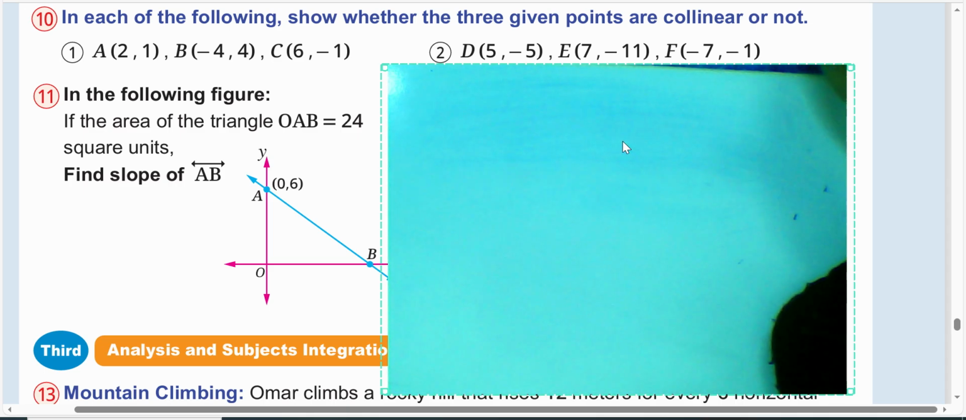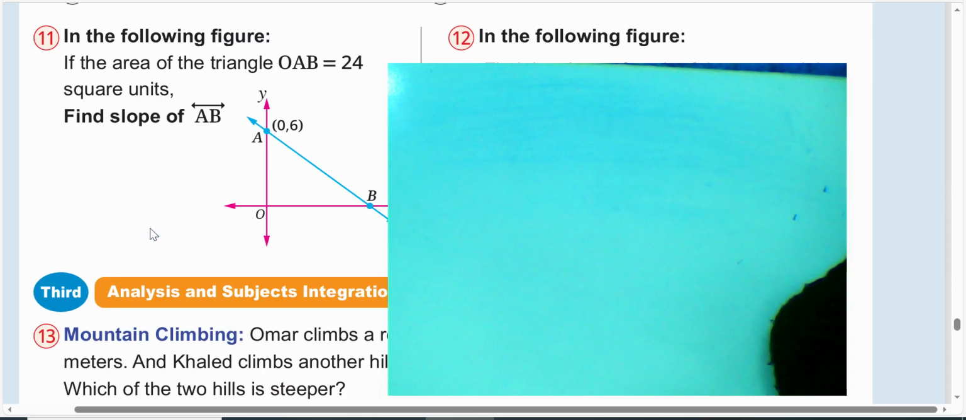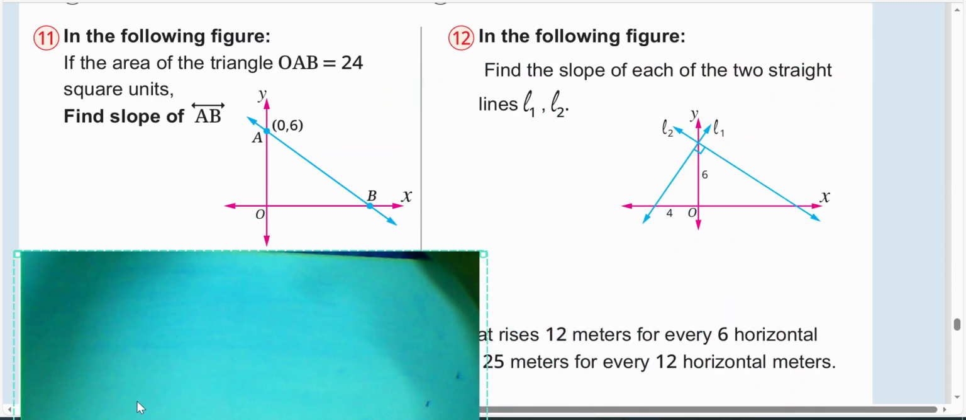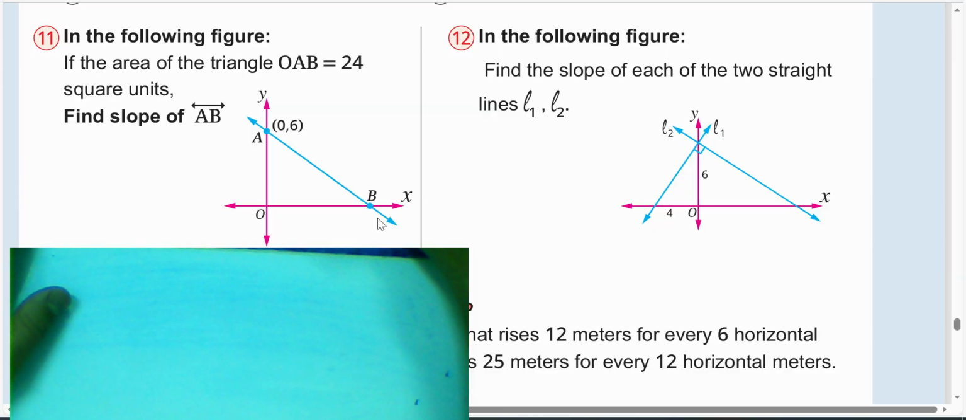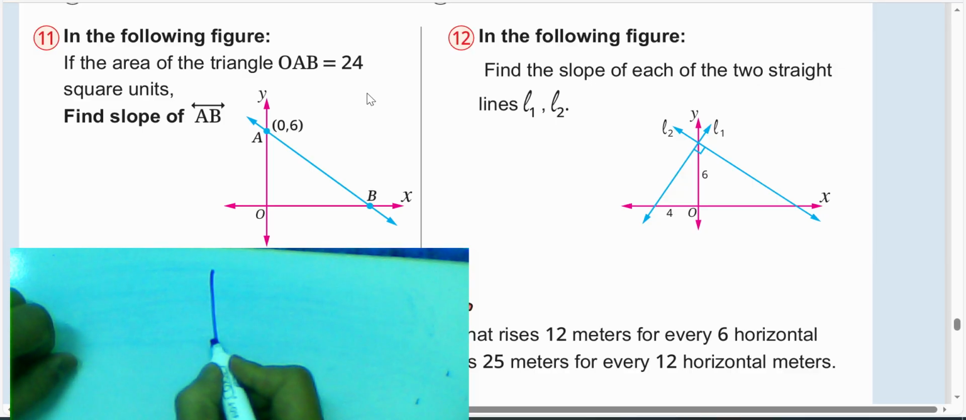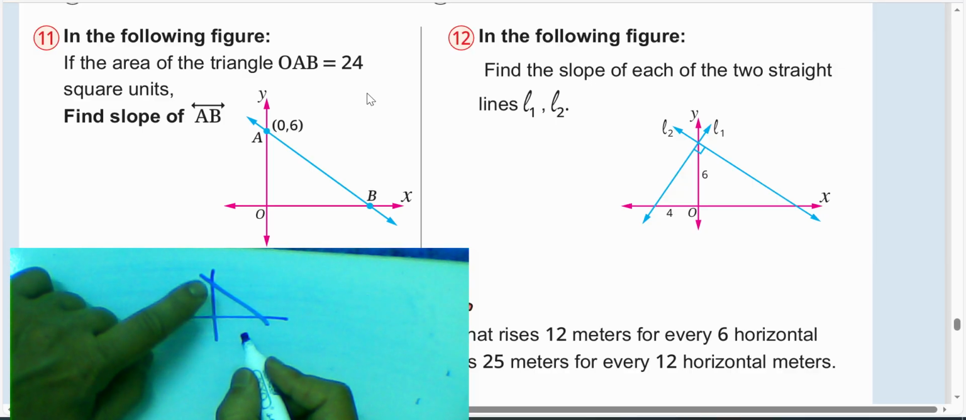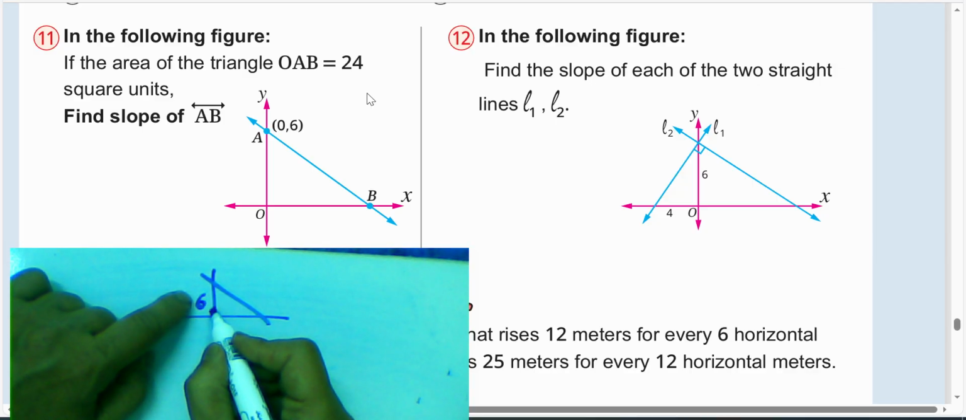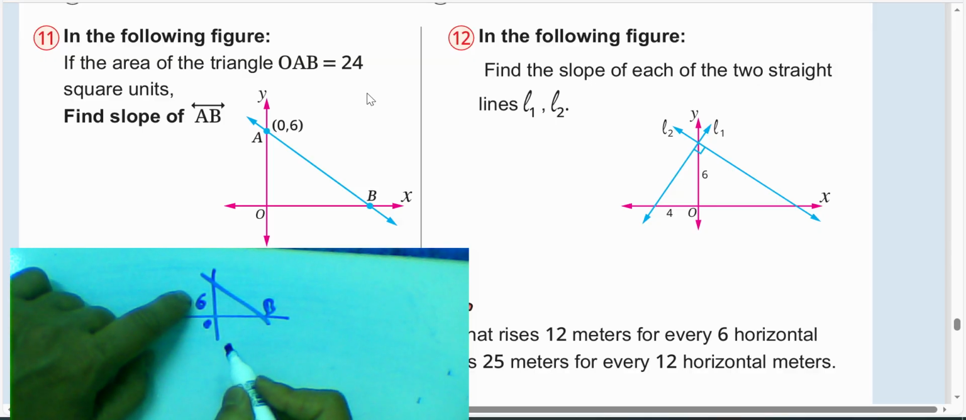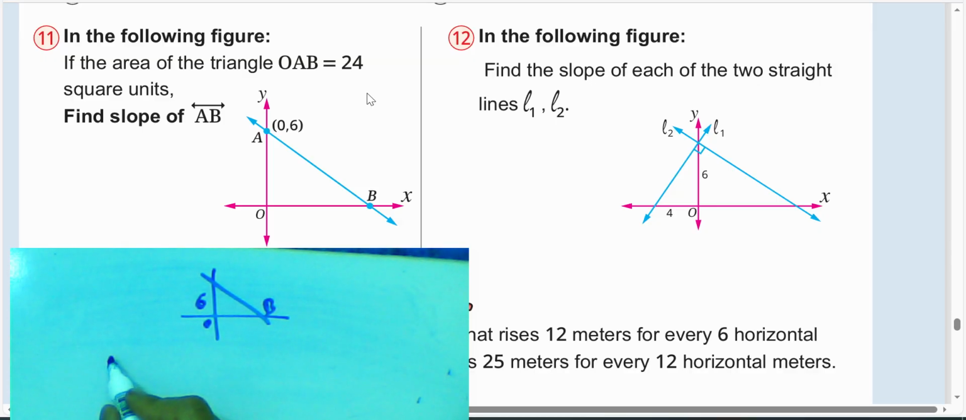Okay, now we will solve question number 11. Given a straight line passing through points (0, 6) and point B. You want to find the slope of AB if the area of the triangle equals 24. We have a triangle here. The height will be 6, from 0 to 6. And we have OB. He gave me the area was 24. We know the area equals half times the base times the height. Half the base OB times the height of 6.